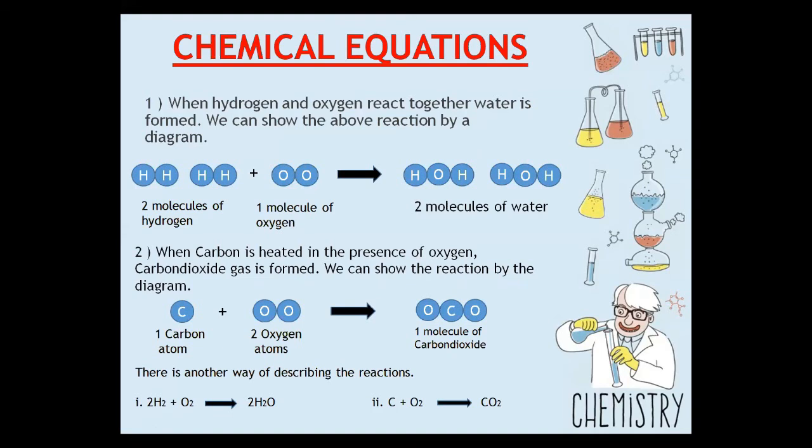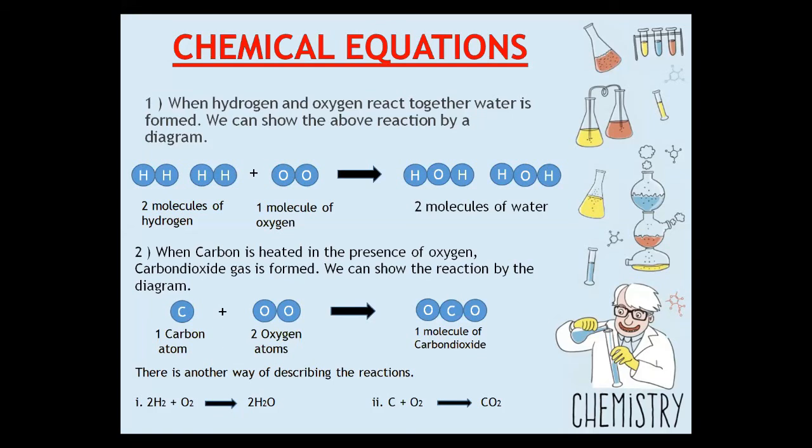This is the diagram by which we can show the reaction. Two molecules of hydrogen when react with one molecule of oxygen, the product is two molecules of water. You can see in the slide, when two molecules of hydrogen react with one molecule of oxygen, the product is two molecules of water.